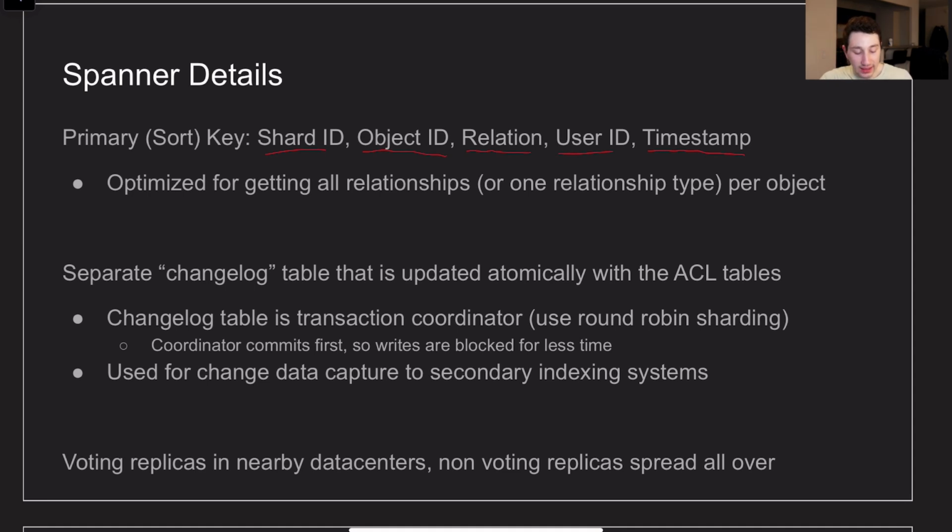Cool. So the idea here is that this is going to allow us to quickly get all the relationships for one particular object, so all of the people who have viewing permissions for one particular Google Doc. And it can even work with multiple different types of relationships. Cool. In addition to that ACL tuple table, there's also this changelog table, where the changelog is effectively just a log of every single change that goes into the ACL list, round robin to a variety of shards. We'll talk about why this is useful later in more detail, but basically the idea is, occasionally you want to build secondary indexes, right?